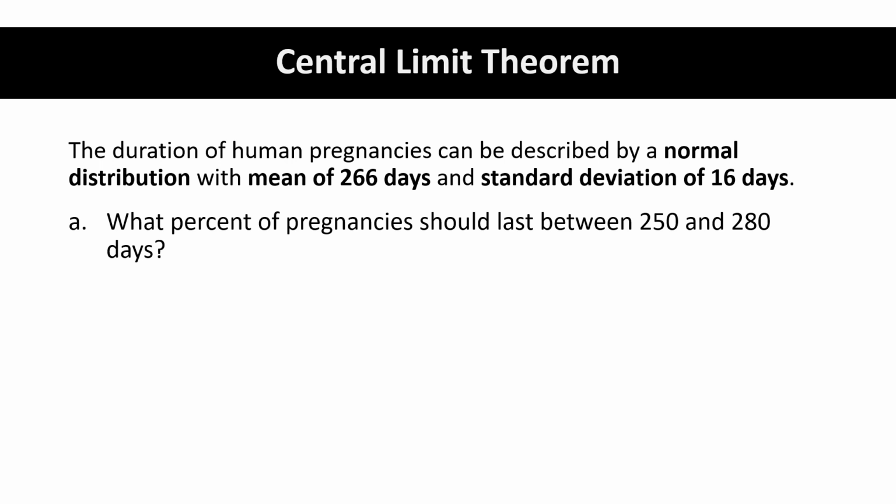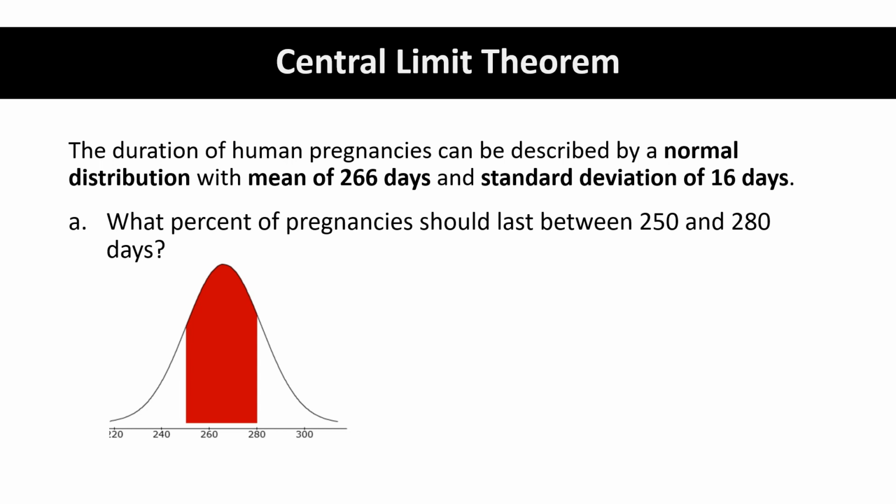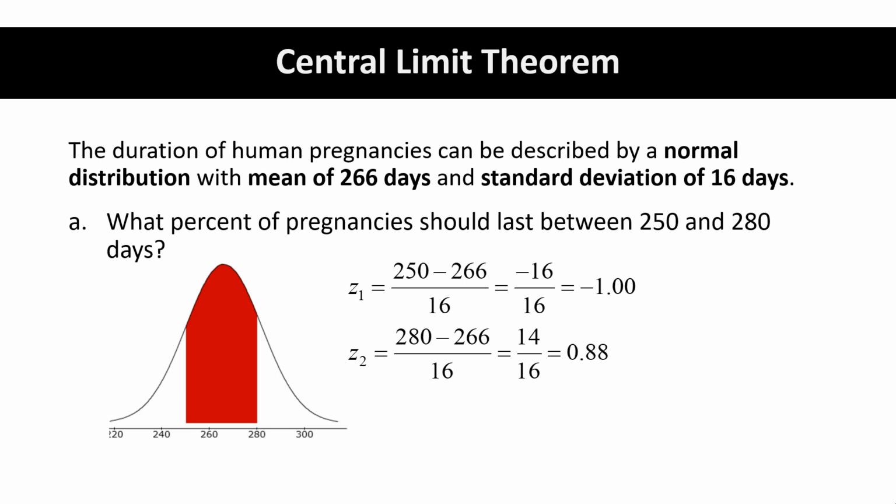So how do we answer this? Well, of course, we first want to draw a picture. We want to find the area in between these two x values, 250 and 280. So we need to convert these x values to z-scores. For the first z-score, that would be our x, 250, minus the mean, 266, divided by 16. And if we round that to two decimal places, we always round z-scores to two decimal places, we get -1. So that z-score that corresponds to this value is a -1. For the second z-score, it's 280 minus the mean divided by the standard deviation, and we get a positive 0.88.